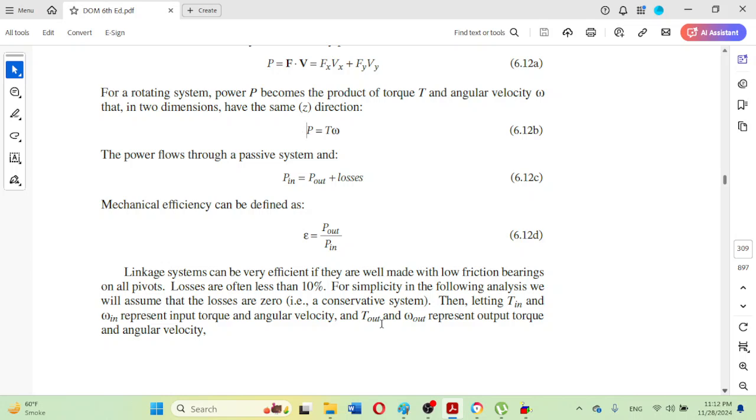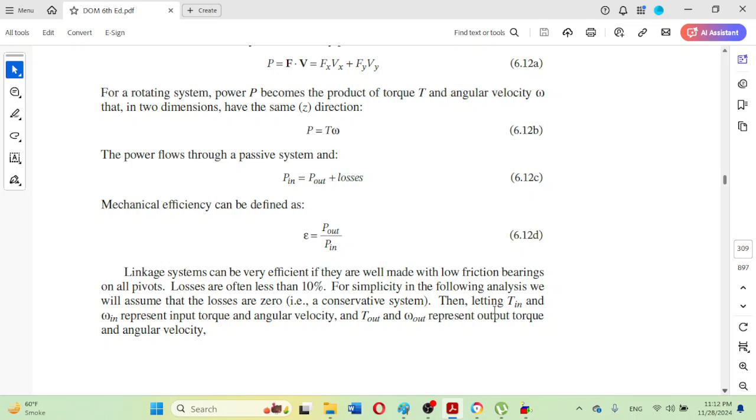So here it's stated that linkage systems can be very efficient if they are well made with low friction bearings on all pivots. Losses are often less than 10%. So that means linkages are very effective. So for simplicity in the following analysis, we will assume that the losses are zero, i.e. a conservative system. The conservative system is such a system in which the losses are zero, meaning input power is 100% converted into output power.